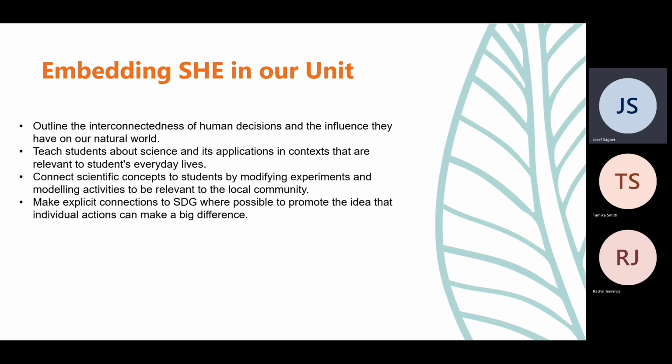Through providing opportunities for students to connect the concepts they learn at school to the things they see and interact with on a daily basis, we embed our philosophy of SHE throughout the unit. Building connections is critical, not only for conceptual understanding, but also for realizing the nature of human decision making and the consequences for our natural world.